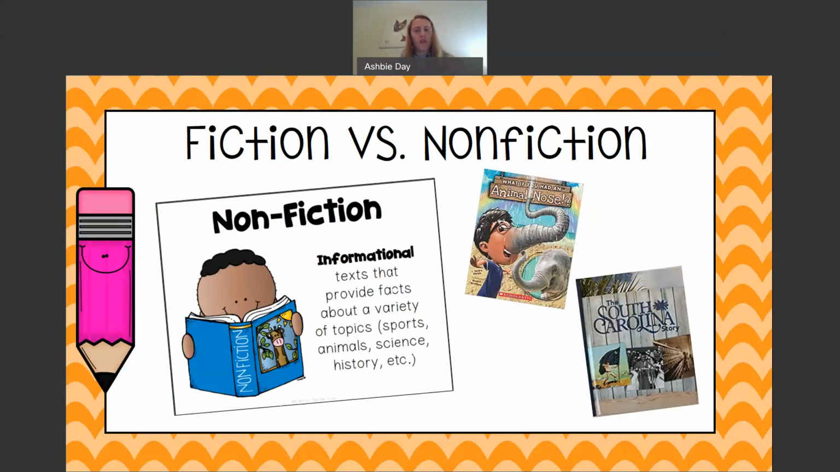Although the pictures are drawn, that's where it kind of gets confusing. But it has actual facts about the animal noses. The other picture here is of our social studies textbook. Now, I know we haven't actually used the social studies textbook very much, but obviously it is a textbook, with real, factual information in it.